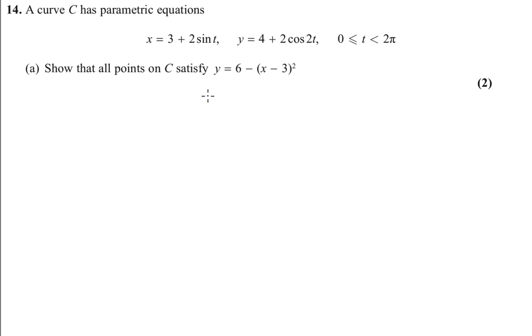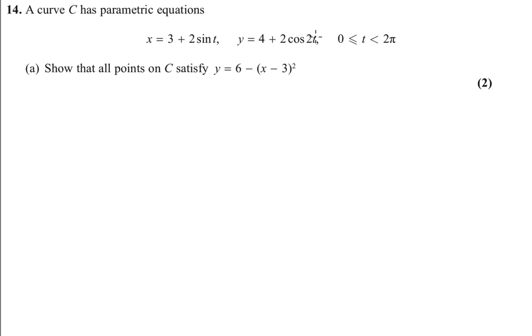Okay, question 14 is a parametric equations question. We've been given the equations parametrically, and this is a Cartesian equation. So we're looking for the Cartesian equation of the curve. It's a slightly tricky one because we've got a sine t and a cos 2t.